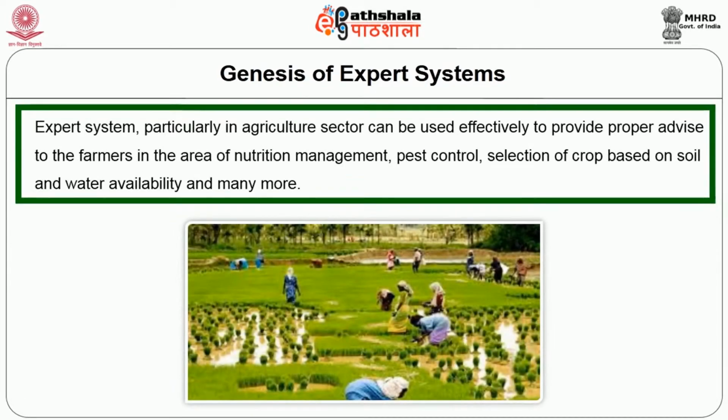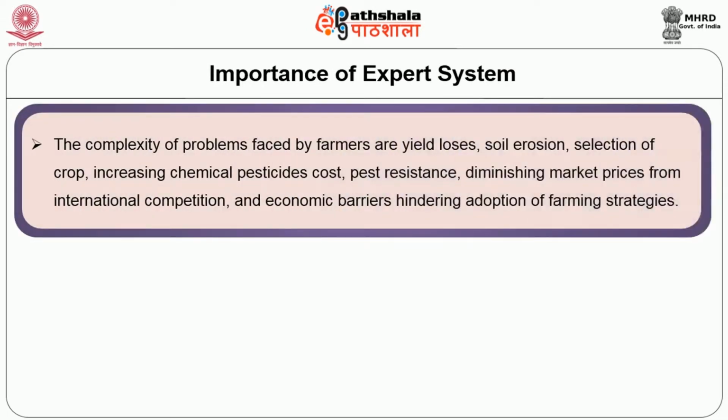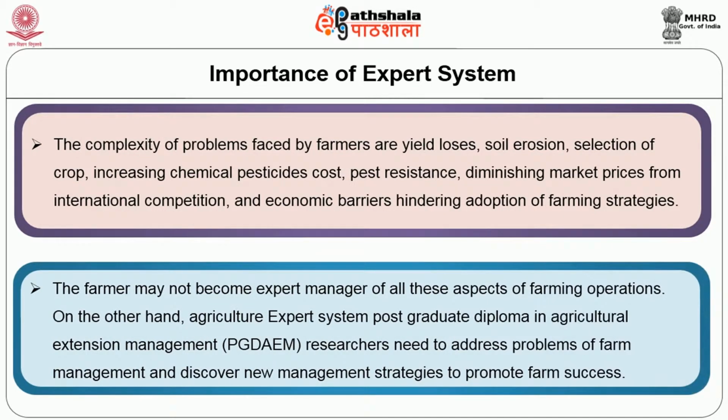Expert systems, particularly in the agriculture sector, can be used effectively to provide proper advice to farmers in the areas of nutrition management, pest control, selection of crop based on soil and water availability, and many more. Importance of expert system. The complexity of problems faced by the farmers includes yield losses, soil erosion, selection of crop, increasing chemical fertilizer use, pest resistance, diminishing market prices from international competition, and economic barriers hindering adoption of farming strategies. The farmer may not become an expert manager of all the aspects of farming operations.